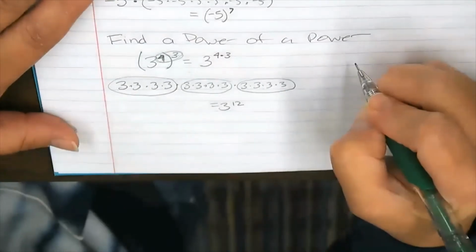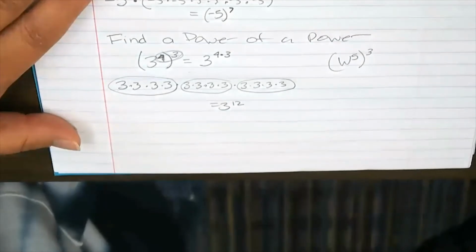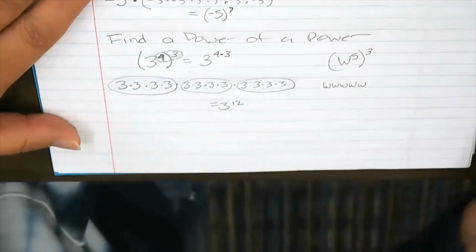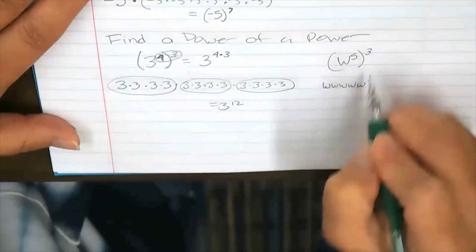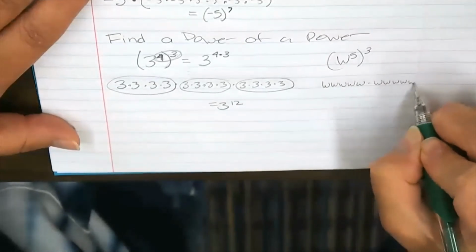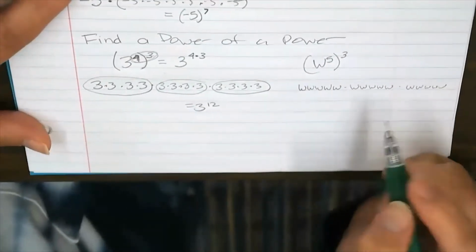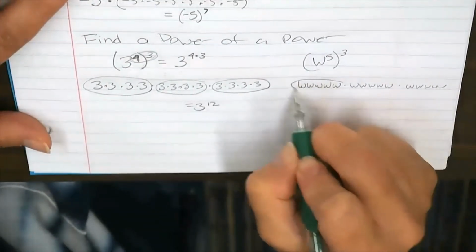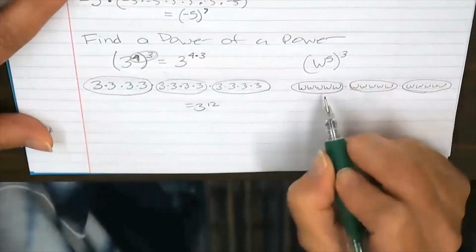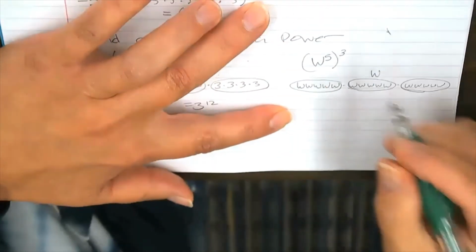Okay, so let's take a look. If we have w to the 5th power to the 3rd power, so this is w to the 5th power. We've got 5 of them, but we want 3 of these. So how many w's do we have? Here's w to the 5th power, and we've got 3 of them. So this is w to the 15th power.